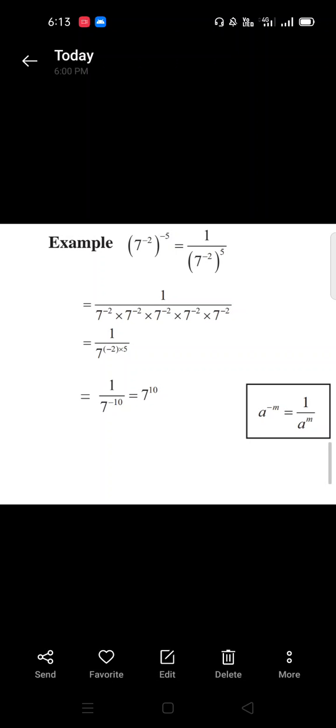Now 7 raised to minus 2, when it is multiplied 5 times, 5 2s are 10, but we have minus 2. So minus 2 multiplied by 5, we get minus 10. As the negative power appears in the denominator, when it comes to the numerator, it becomes positive. So 7 raised to minus 2 multiplied by minus 5, everything in the power place, becomes 7 raised to minus 2 into minus 5, which is 10.